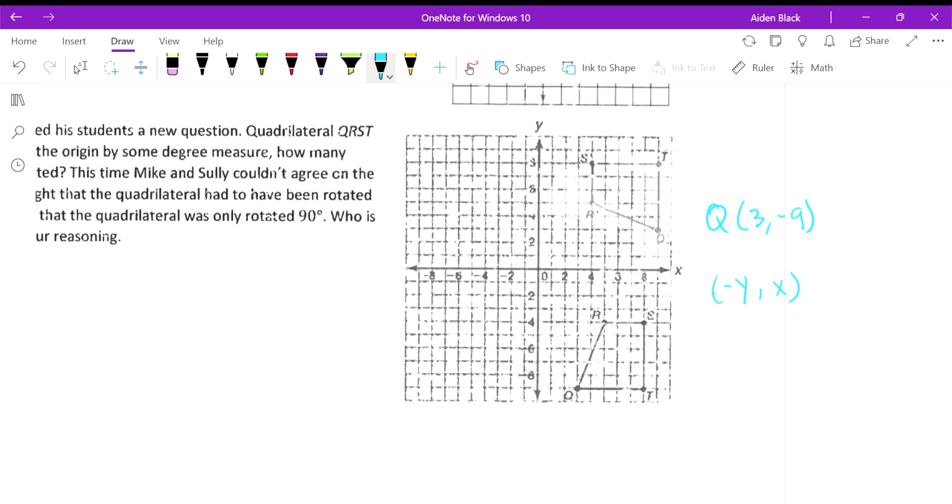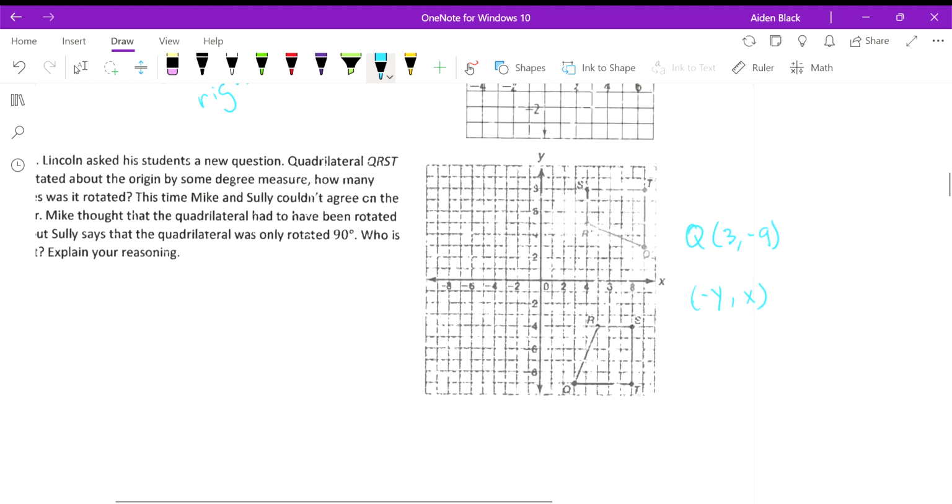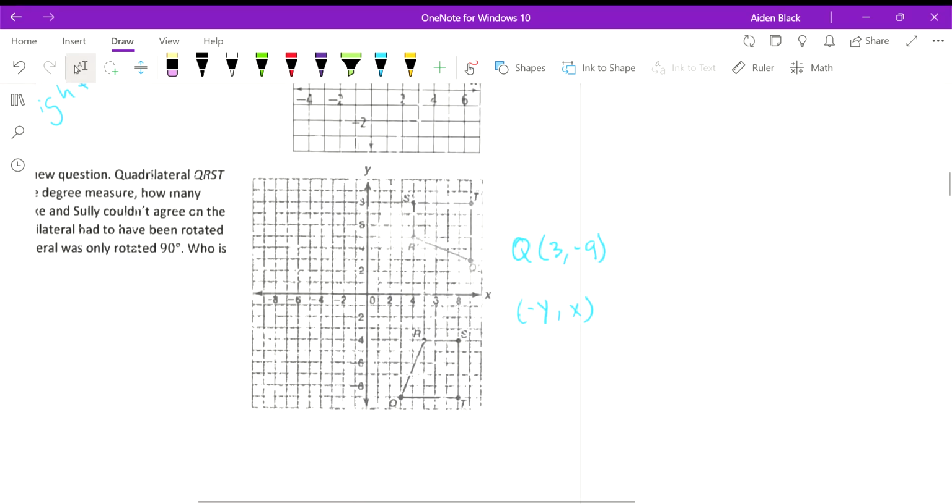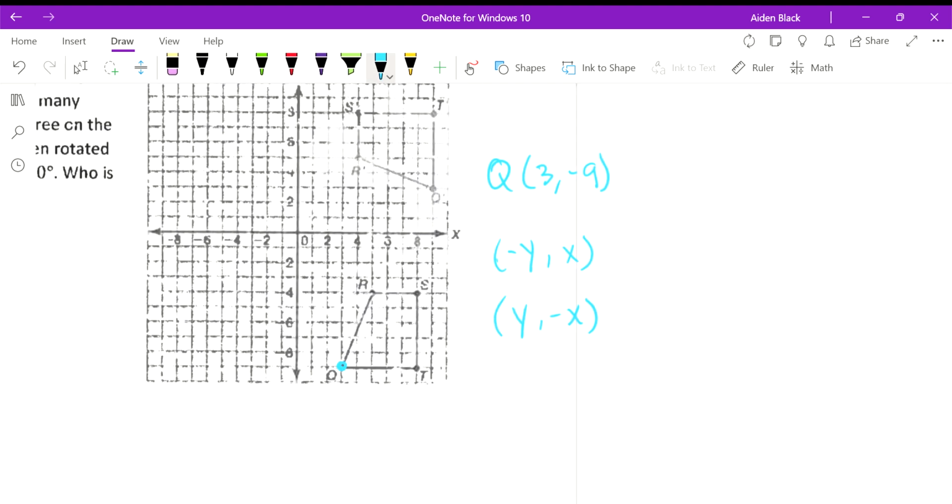Counterclockwise. That would actually be clockwise. So I'll write the other rule. Y, -x. So if we took Q and we rotated it 90 degrees counterclockwise, it would look like this about the origin. 90 degrees clockwise. But if we went 270 degrees counterclockwise, it would end up here. It's the same thing either way.